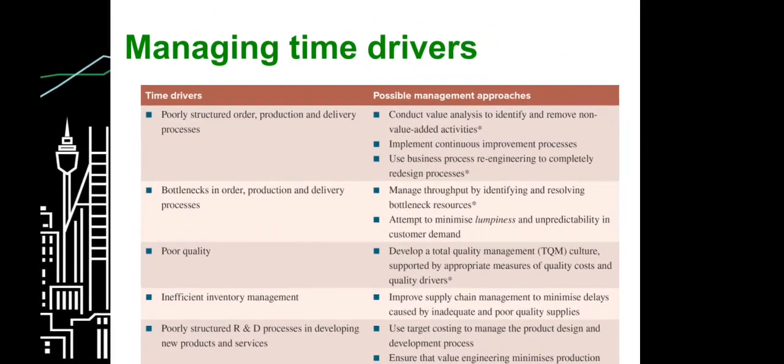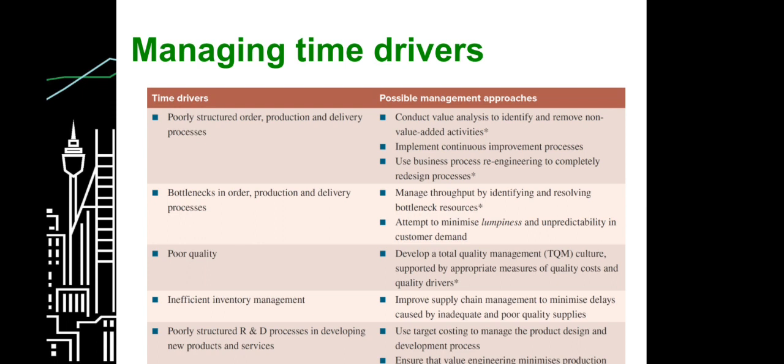So the first thing, see here, poorly structured order, production and delivery process. This will cause the time taken to provide service, to produce product, or to sell product to be longer or shorter. So the time driver is here. How to manage that? How to control this time driver? You can see in the right side of the table, to manage poorly structured order, production and delivery processes, you can do three things. First, conduct value analysis to identify and remove non-value added activities. Second, implement continuous improvement processes. And number three, use business process re-engineering to completely redesign processes.